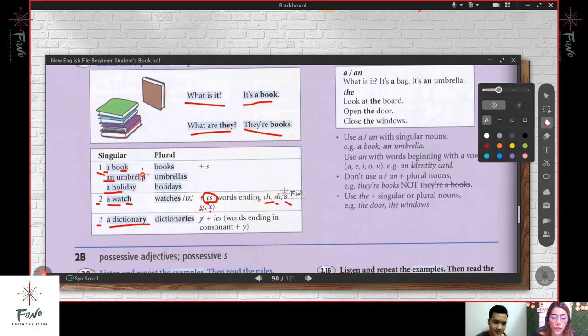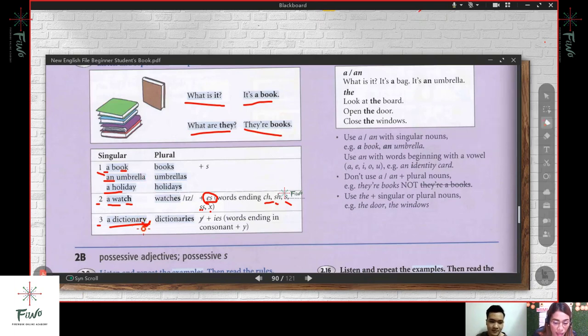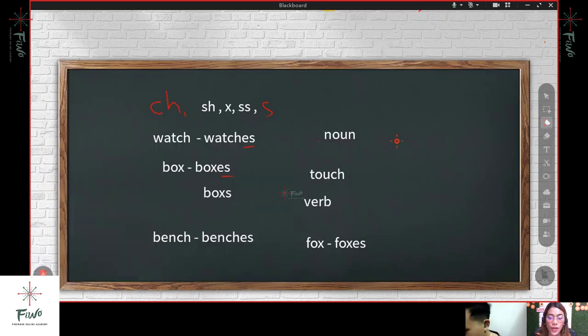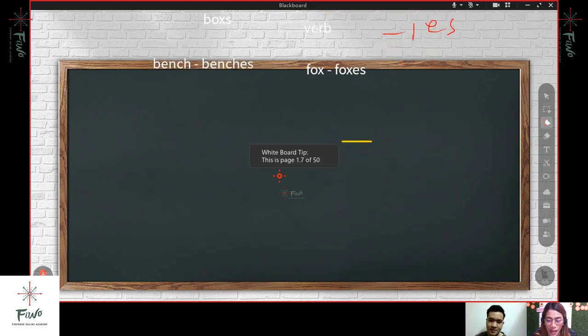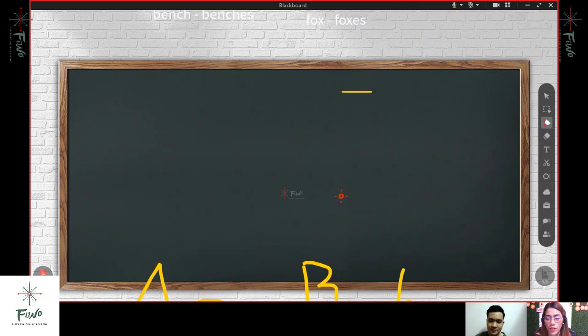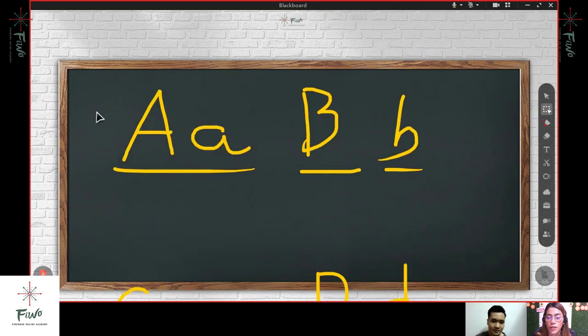So if the noun ends with y, remove the y, add ies. Dictionary. Dictionaries. Again, remove the Y. Add I-E-S. Okay. Yeah, so very good. Now, what do we have here?